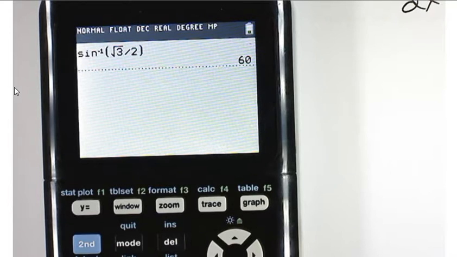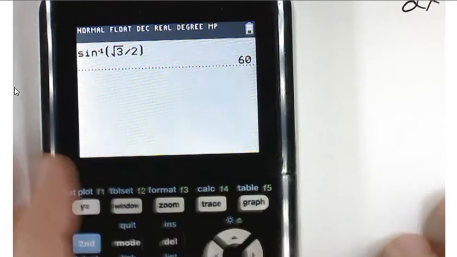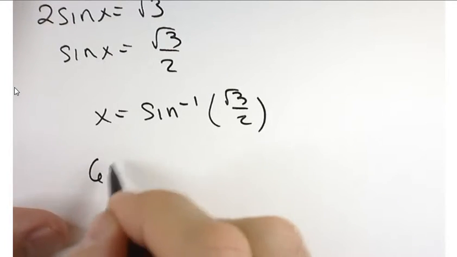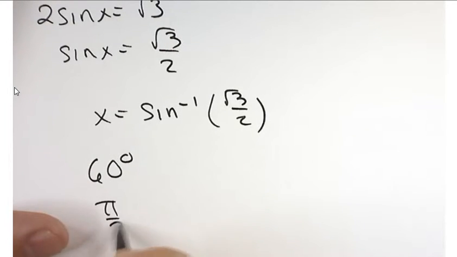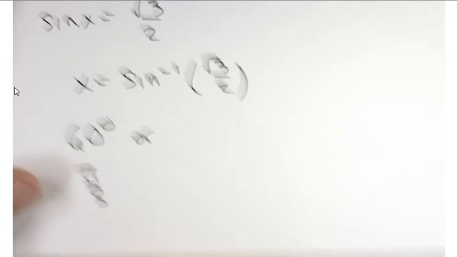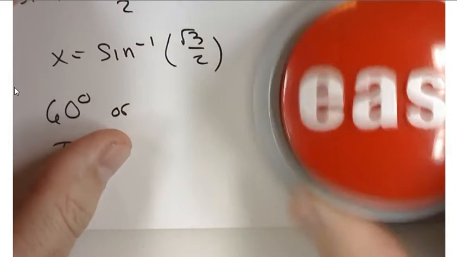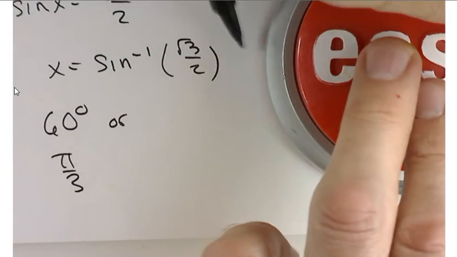Oh, 60 degrees. Now, convert that back into radians. 60 degrees is what in terms of radians? Pi over 3. So technically, there's another solution. And I think they ask you for the solutions in 0 to 2 pi. So let's think about that for just a second.